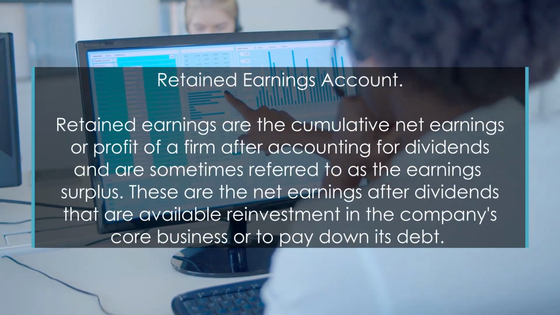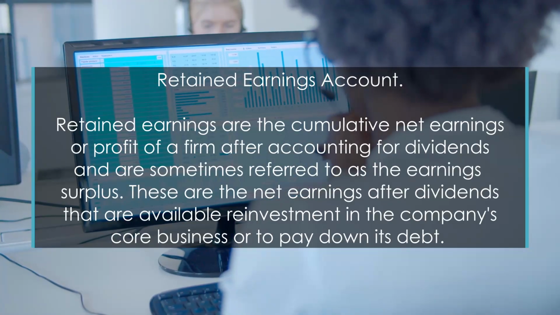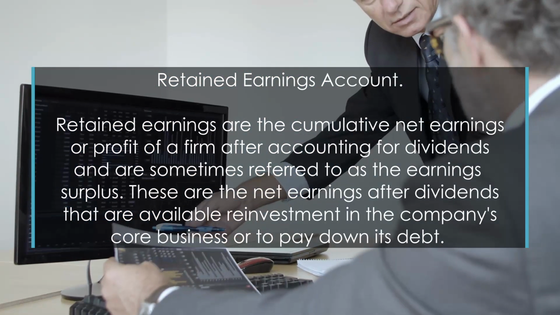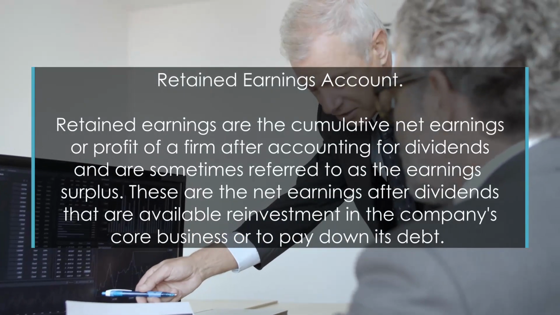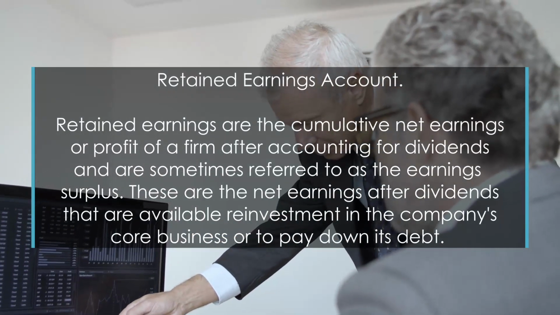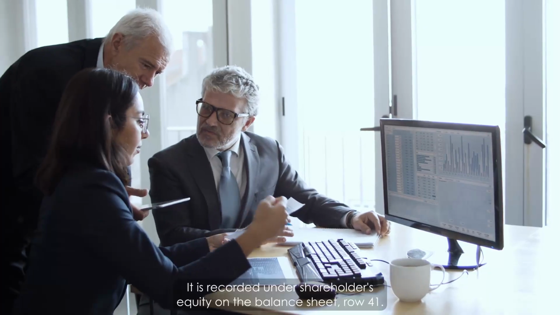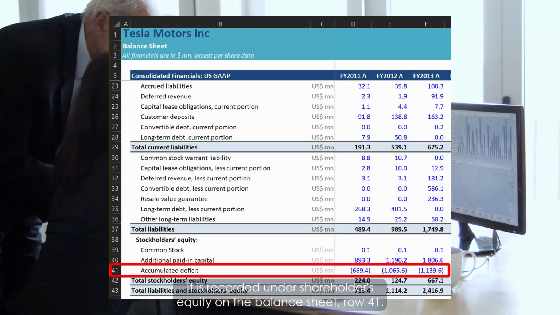Retained earnings account. Retained earnings are the cumulative net earnings or profit of a firm after accounting for dividends and are sometimes referred to as the earnings surplus. These are the net earnings after dividends that are available for reinvestment in the company's core business or to pay down its debt. It is recorded under shareholders' equity on the balance sheet, row 41.